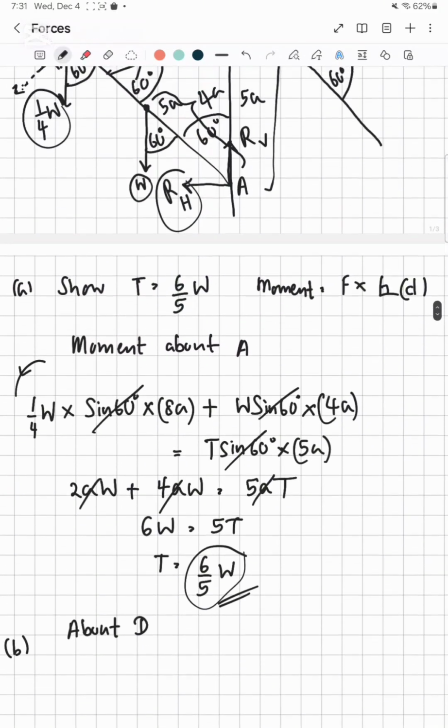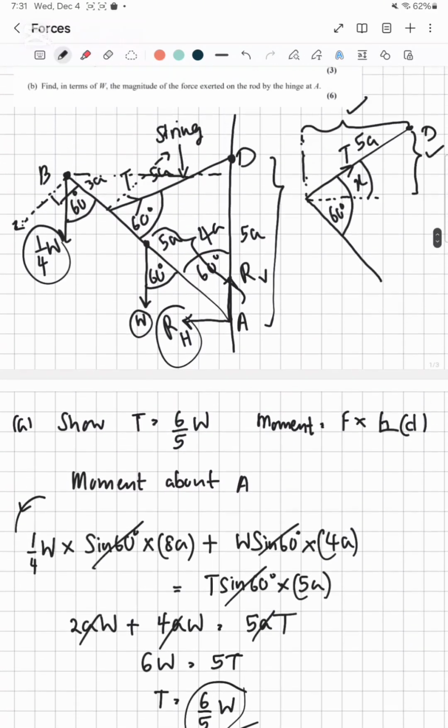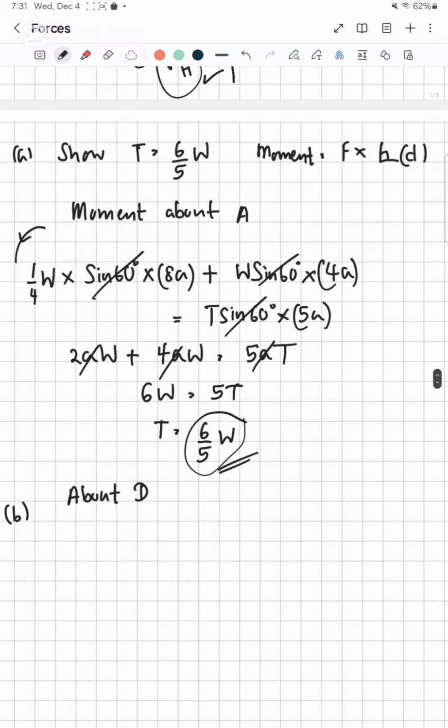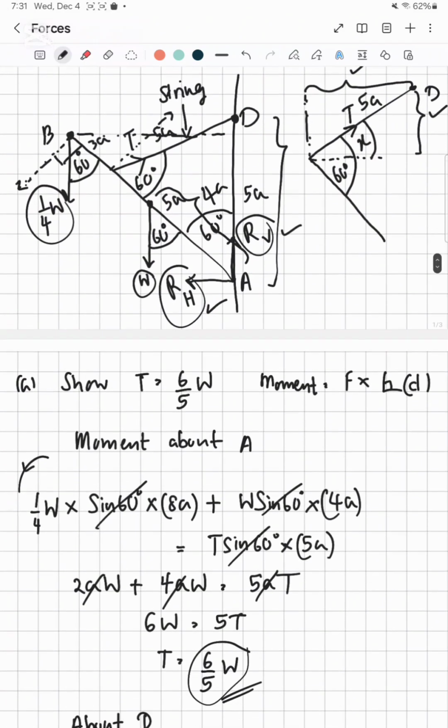So for part B, they're asking us to find the magnitude of the force exerted on the rod by the hinge at A. So we have these two forces acting on A. We can either take the moment about D, or we could also resolve the forces vertically and horizontally to find two equations. I'll do both ways, so you can choose whatever method you like and do the question.